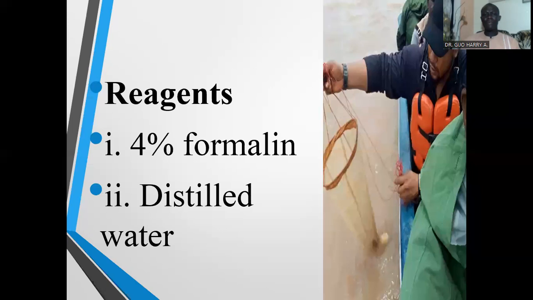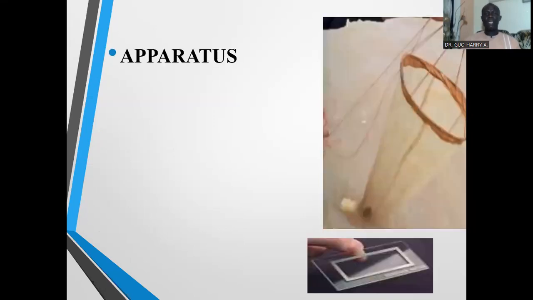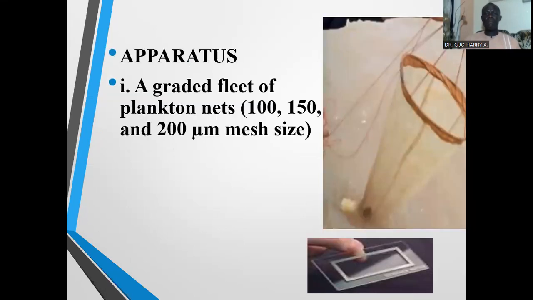To collect zooplanktons and preserve them, we need 4% formalin and distilled water. The apparatus include a graded fleet of nets, that's plankton nets, usually 100, 150, and 200 micrometers mesh size. Then a Sedgwick rafter counting chamber.